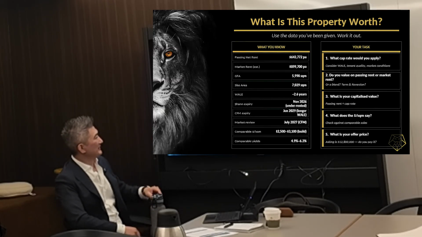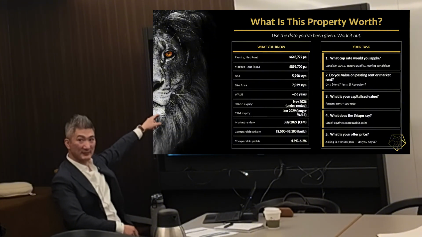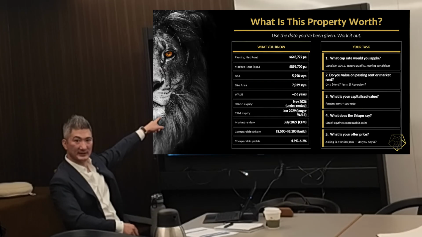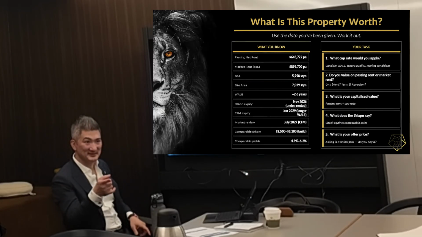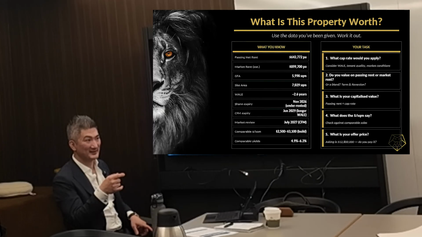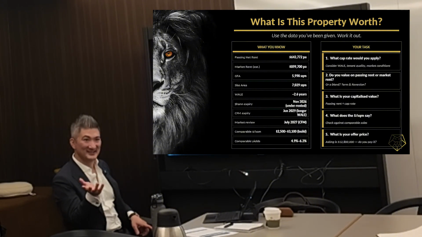Okay, so the second question is, which rent are you applying the cap rate to? Are you applying it to the passing rent or to the market rent? You're buying the property. Passing rent. I do what I said last time: I apply them both and then get a range, and that range guides me. Okay, that's a good answer. Passing rent, like you said.